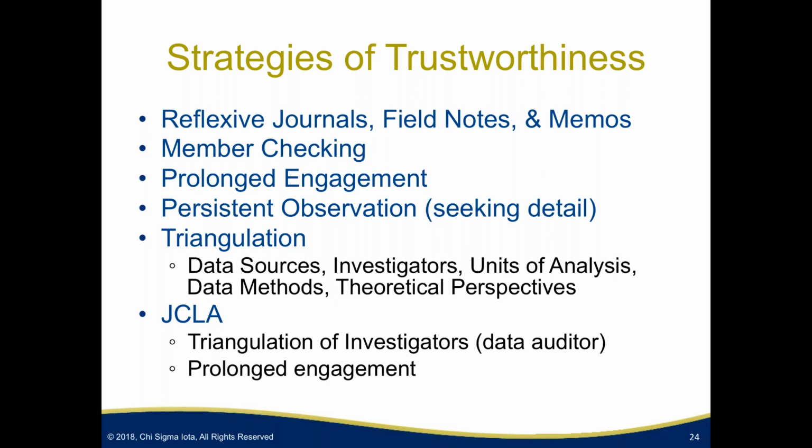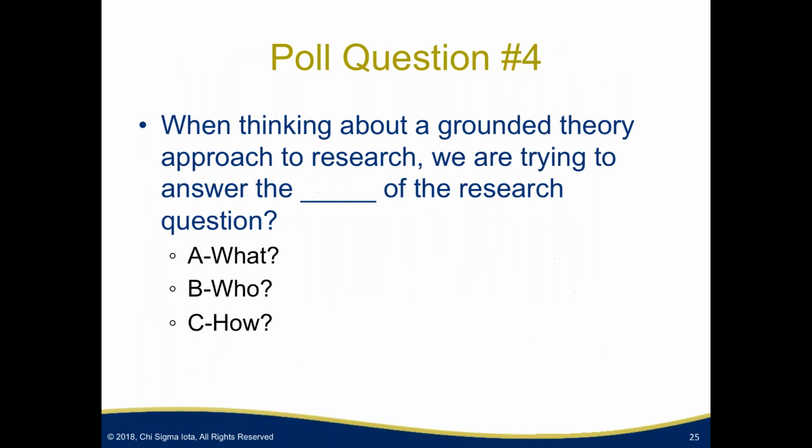So for this JCLA manuscript, they had a triangulation of investigators, and they also used prolonged engagement. I didn't see any other evidence of other sources of trustworthiness, but I wouldn't be surprised if they memoed through, or had reflexive journals, or also used member checking and having them check the transcripts. All right, that's a lot, but we're moving on to grounded theory.